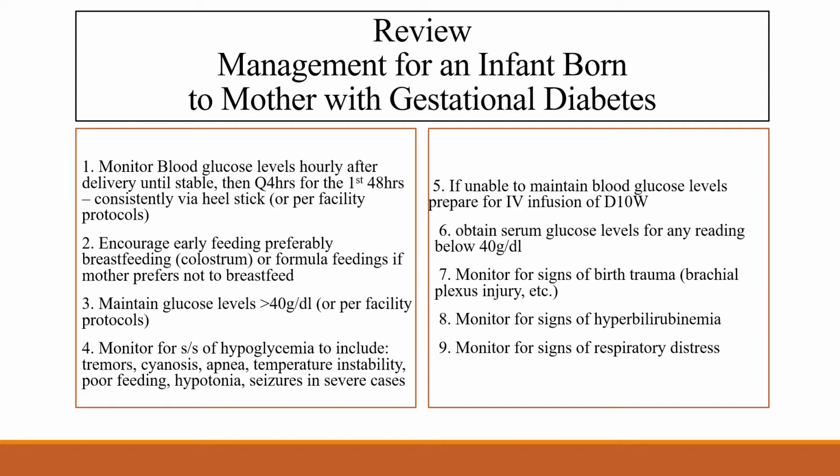You do want to monitor for signs of birth trauma in these babies because, like I said before, they can be very large for gestational age. They have an increased risk for brachial plexus injuries, head trauma, cervical collar injury, and things of that nature when they're born vaginally. We do want to monitor for signs of hyperbilirubinemia. Hyperbilirubinemia, if not treated, can lead to brain damage, and so we want to make sure that we're monitoring that very closely. Monitor for signs and symptoms of respiratory distress as well.